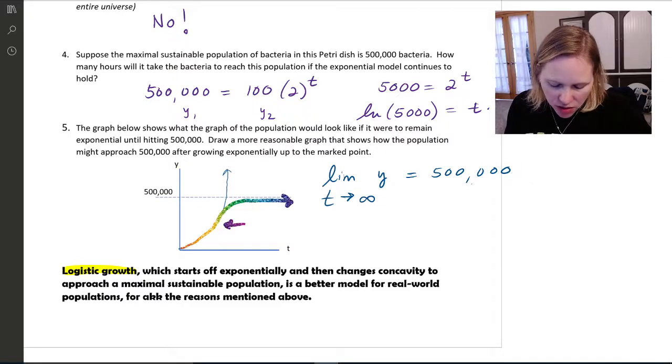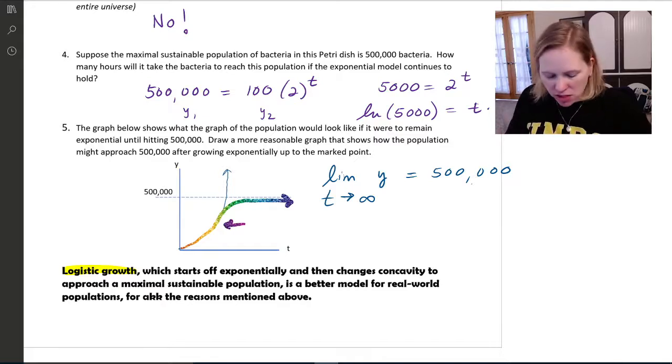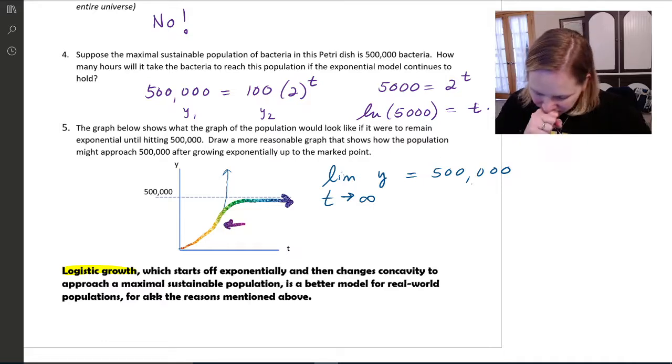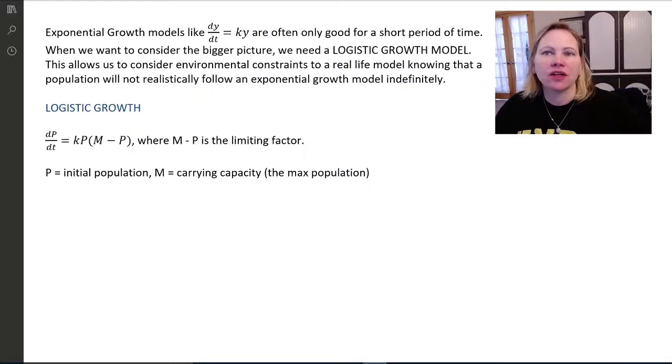We also might want to talk about when my rate is growing the fastest. We might want to ask a lot of questions about this. And so that's what this lesson is about. We're going to explore these situations in an effort to analyze and learn some things. Exponential growth is only good for a short period of time. At some point, the growth model changes and becomes what we call a logistic growth model.